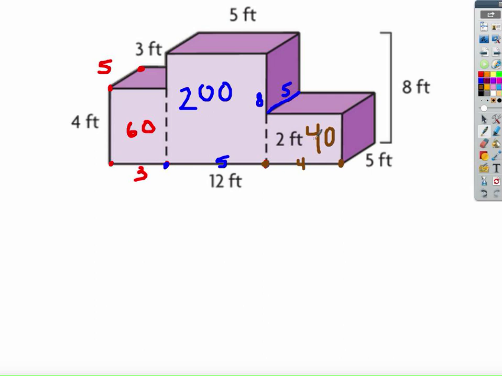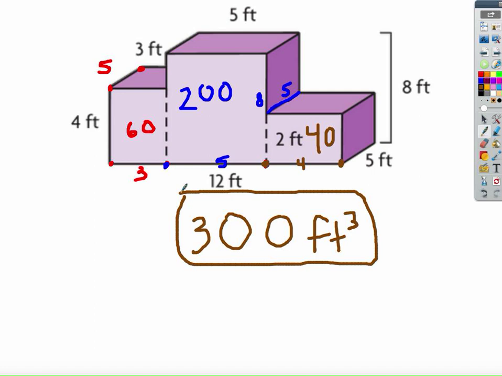Now all you simply do is add the 3 different volumes together, and that's going to be your total volume of this structure. So 60 plus 40 is 100, and 100 plus 200 is 300 cubic feet. So the key to these types of structures is to split them into rectangular prisms and find the length, width, and height of every single one of them. You find the volume of every rectangular prism, and then after you've done all of them, you just add them together, and the total is the volume of the whole structure.